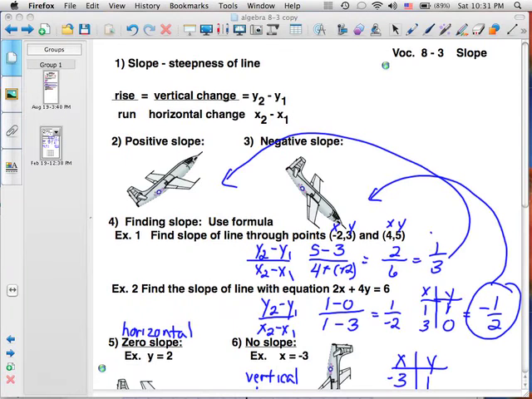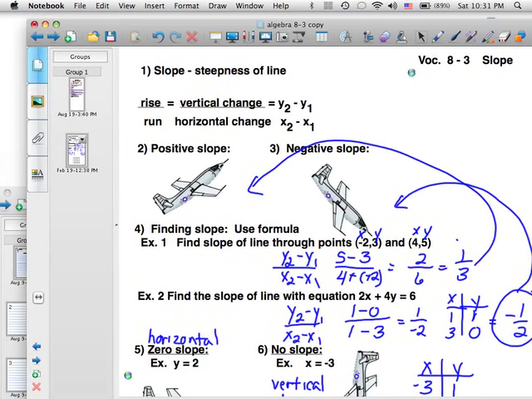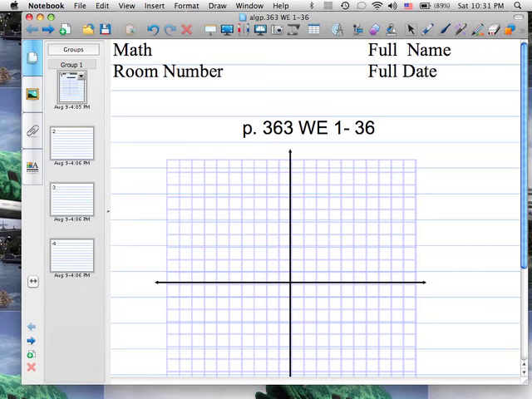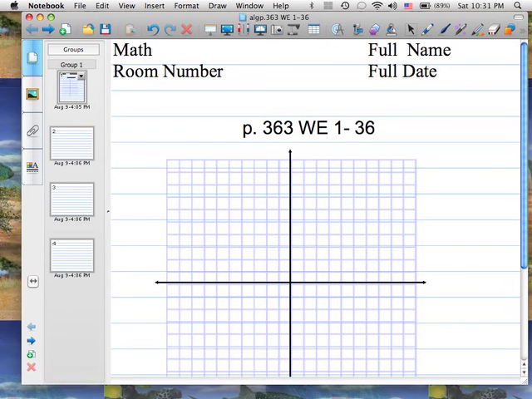Well, that concludes our explanation from 2 different viewpoints there. So we're ready to do the assignment. So get your paper out and open your book to page 363. We're doing written 1 to 36.